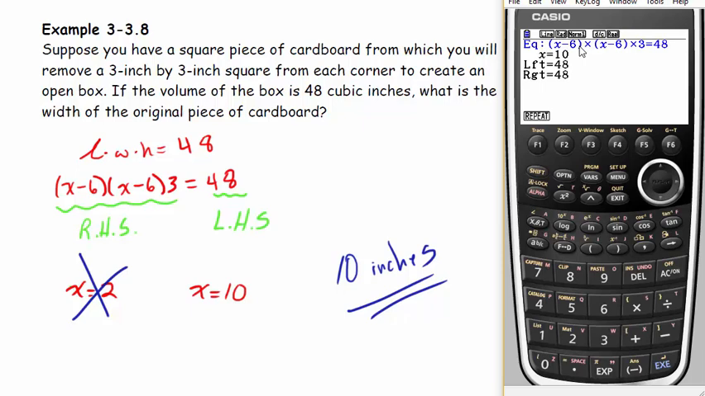So one drawback of the solver is that if there's more than one solution, it might not be obvious, and there's a lot of guessing going on here as to which initial guess gives you the solution that you need.